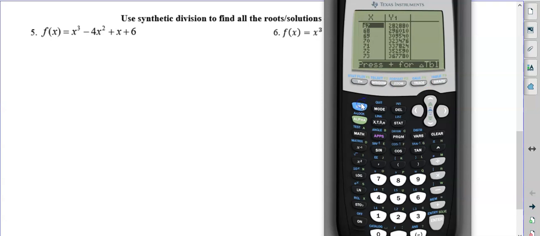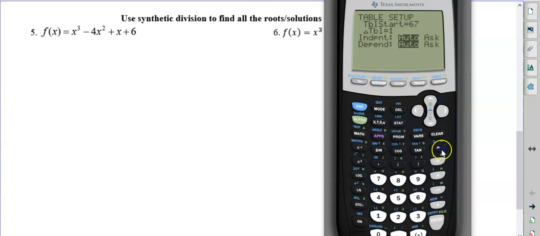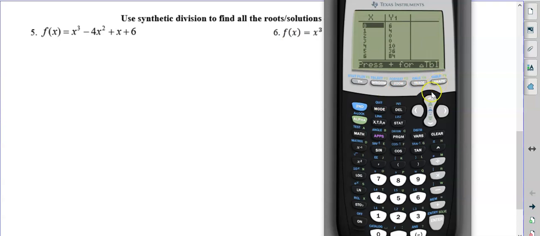Wow, that's a mistake. I don't know why it's that big. So let's start at 0. Sorry about that. Technical difficulties. All right, it looks like it goes through and hits 0 at -1, 2, and 3.